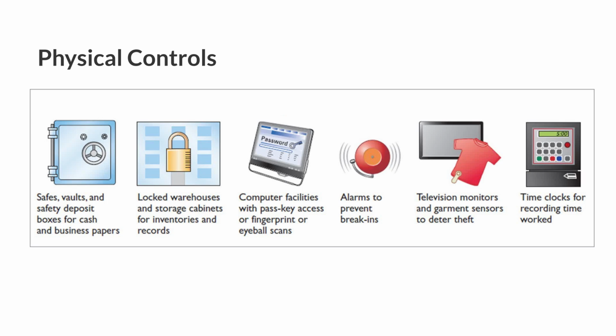Physical controls relate to the safeguarding of assets and enhance the accuracy and reliability of the accounting records. This slide shows some common examples. A movie theater uses a safe to store cash, and a machine is used to issue pre-numbered tickets. Typically, the rolls of tickets are inserted and locked into the machine by a manager.